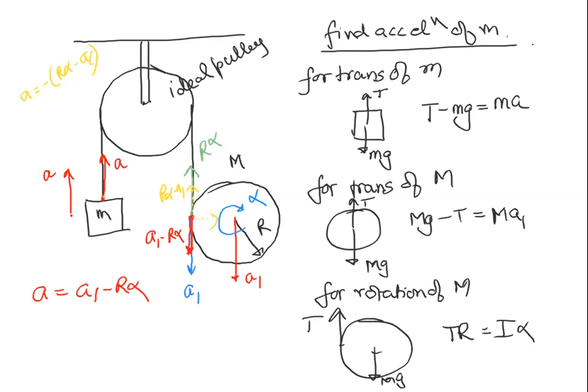I assumed the direction of a1, but I did not assume the direction of alpha. And there is a very big reason for this. I hope you have understood. For the block m, there is an upward force and there is a downward force, and I really don't know which one is bigger. Therefore, I cannot say for sure whether the acceleration of small m will be up or down.